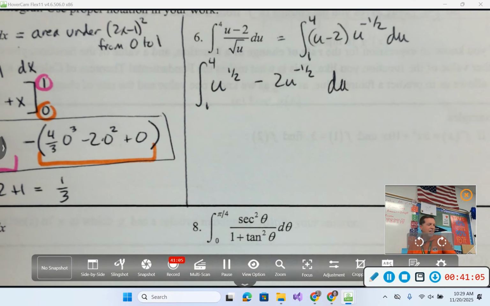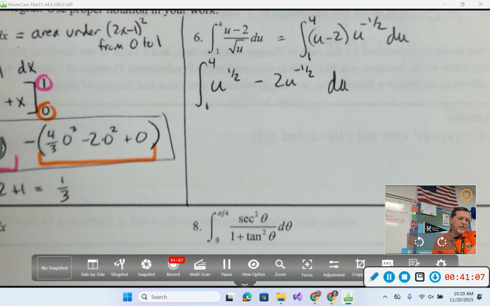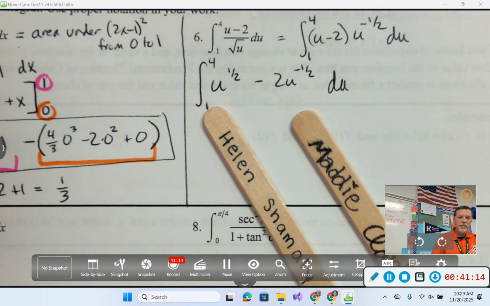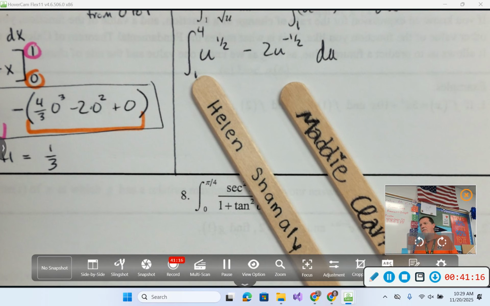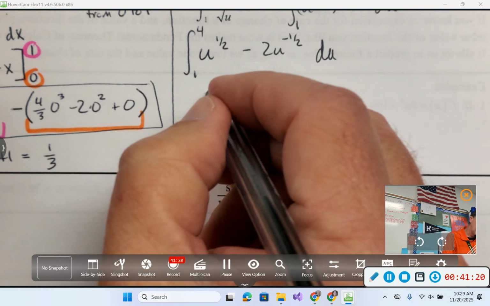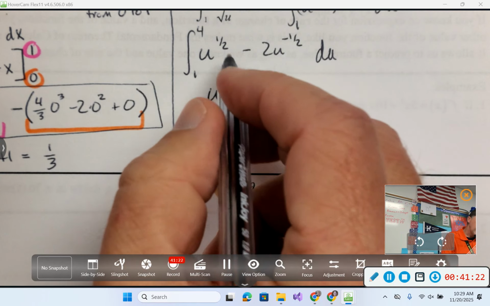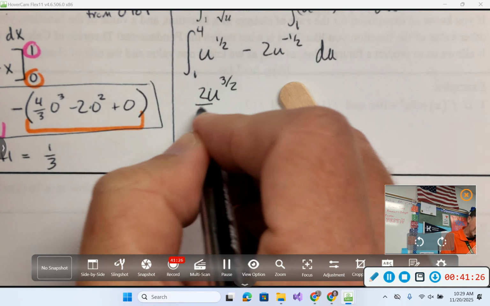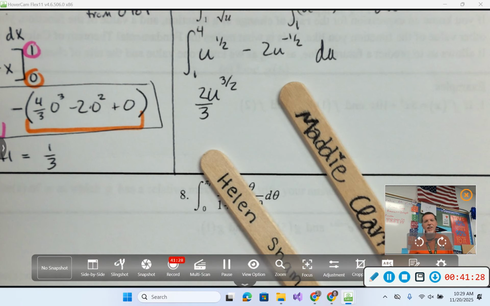Okay, so now I need to take the antiderivative of those. Oh, it's a little bit harder. But hey, we just tested on this, so we can handle this. I think. Helen, what's the antiderivative of u to the 1/2? U to the 3 over 2, sorry, times 2 over 3. There you go. U to the 3/2 times 2/3. Yes, because that would get us back to u to the 1/2 if we took a derivative.